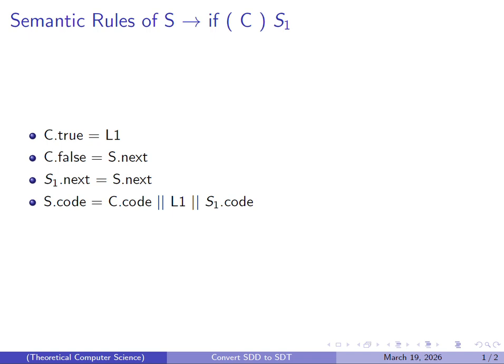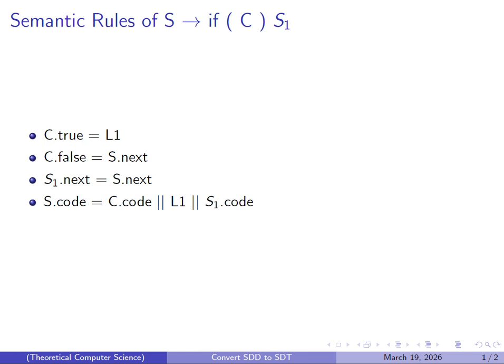So today what we're going to see is that we have the semantic rules of S is of the form if open bracket C close bracket and S1, and the semantic rules are given here, these four rules, and we are going to convert this into semantic actions. If you want to see how these semantic rules were generated, you watch my earlier video on this particular creation of semantic rules.